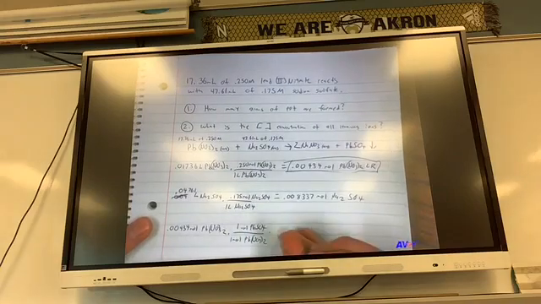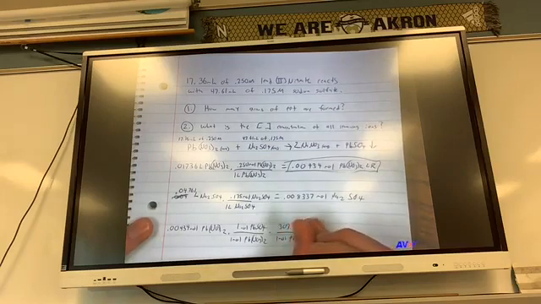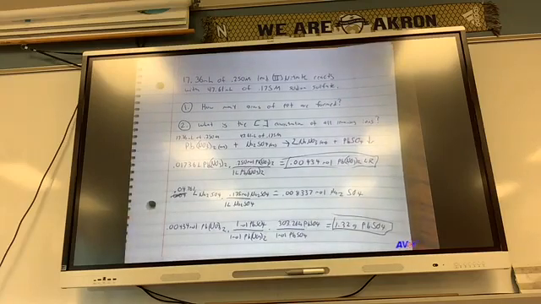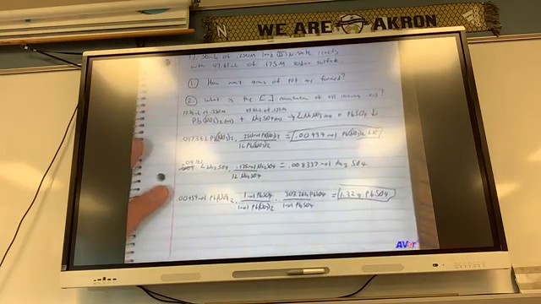And 1 mole of PbSO4 is 303.262. Is that what you guys got? 303.262 grams PbSO4. So that gave me 1.32 grams PbSO4. Part 1 done. Questions on part 1?